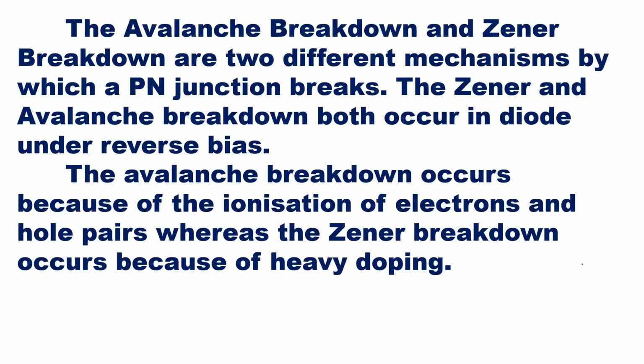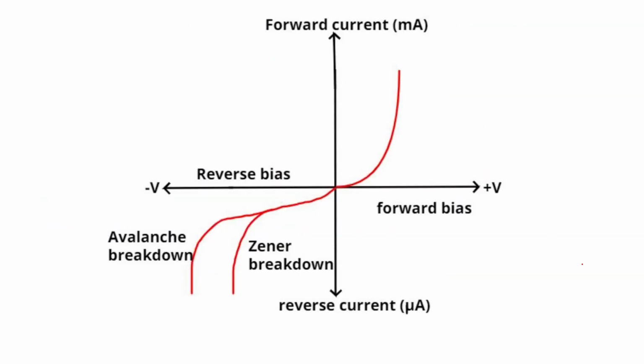Then the avalanche breakdown and Zener breakdown are two different mechanisms by which a PN junction breaks. The Zener and avalanche breakdown both occur in a diode under reverse bias condition. The avalanche breakdown occurs because of the ionization of electron and hole pairs, whereas the Zener breakdown occurs because of the heavy doping.